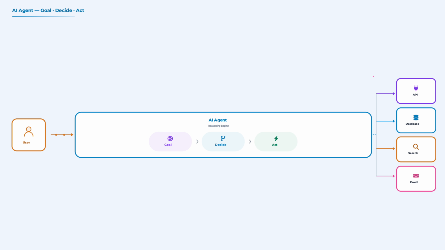And as .NET developers, this should already sound familiar. Because we already have APIs, databases, services, business logic, Azure services, and other applications. An AI agent can potentially interact with these existing systems.